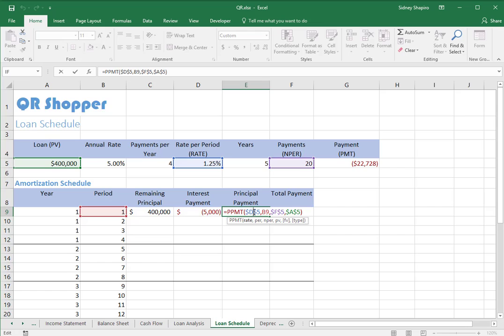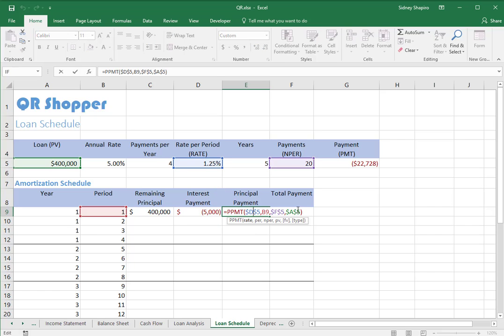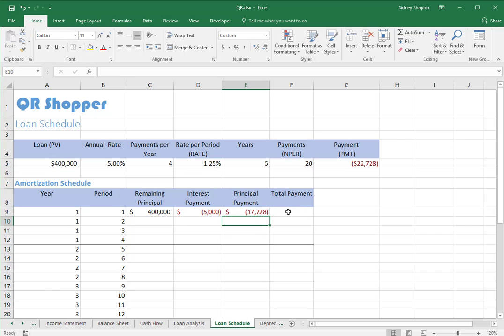So let's take a look at what we have. We have the rate, which is our 1.25%, our one period that we have. Next, we have the number of payments overall. And finally, the total value of the loan. Let's hit enter. And using the PPMT function, we come up with 17,028.